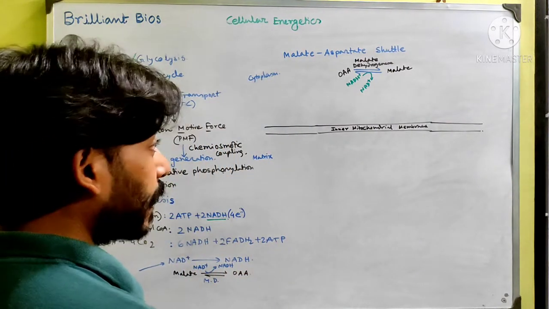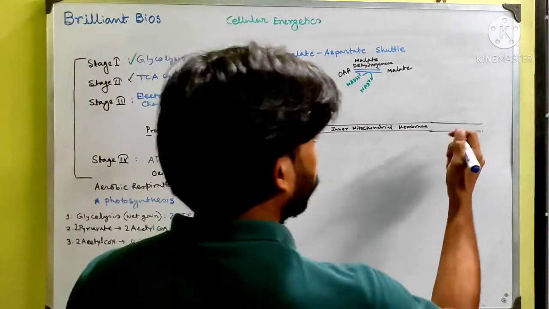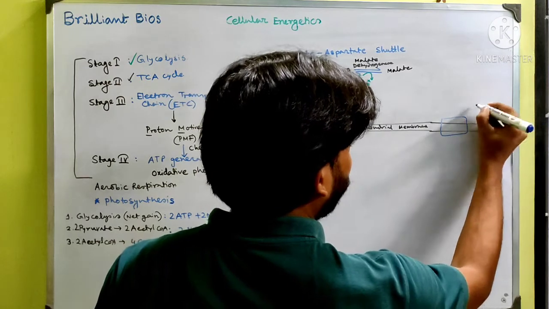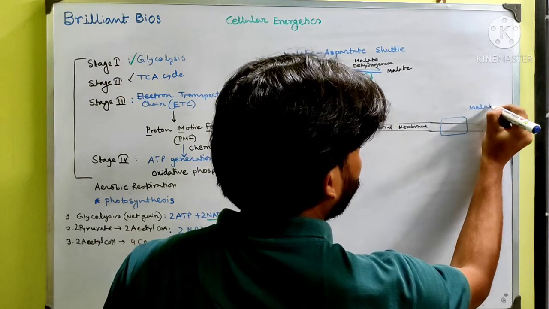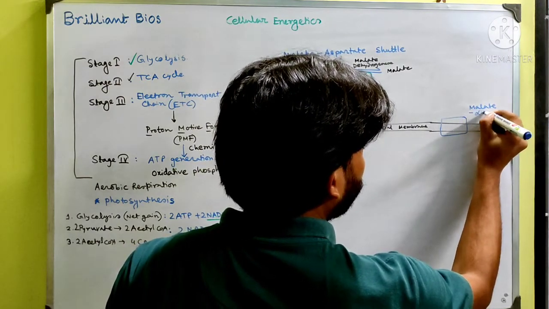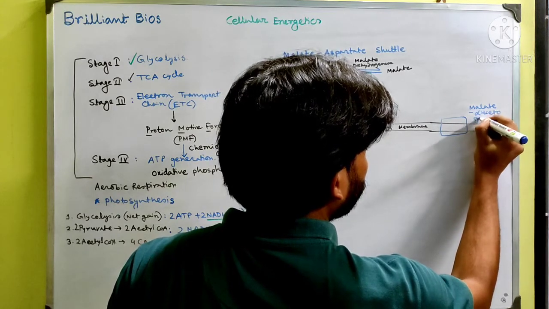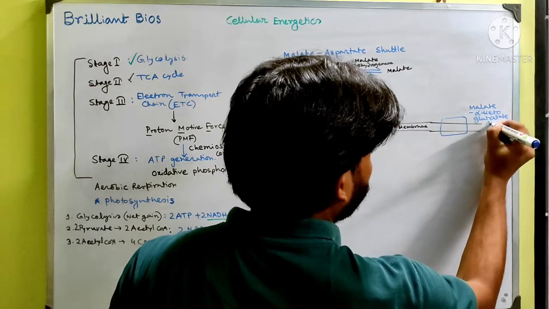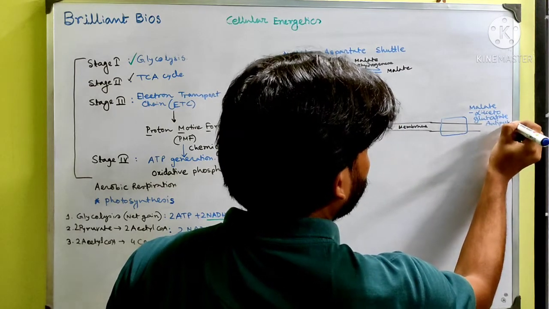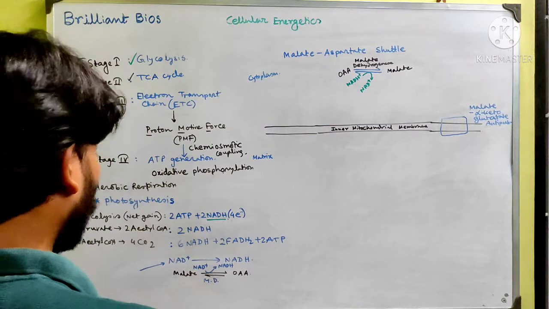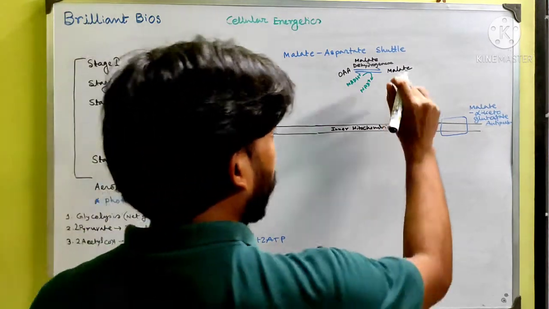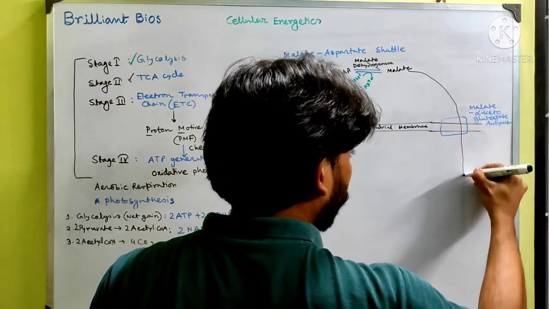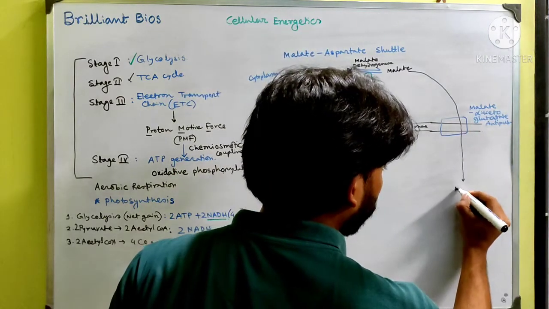Now in the inner mitochondrial membrane there is an antiporter. This antiporter is called the malate alpha ketoglutarate antiporter. As you can see, this shuttle is called malate-aspartate. So malate is the first product that enters the mitochondrial matrix. So malate enters.